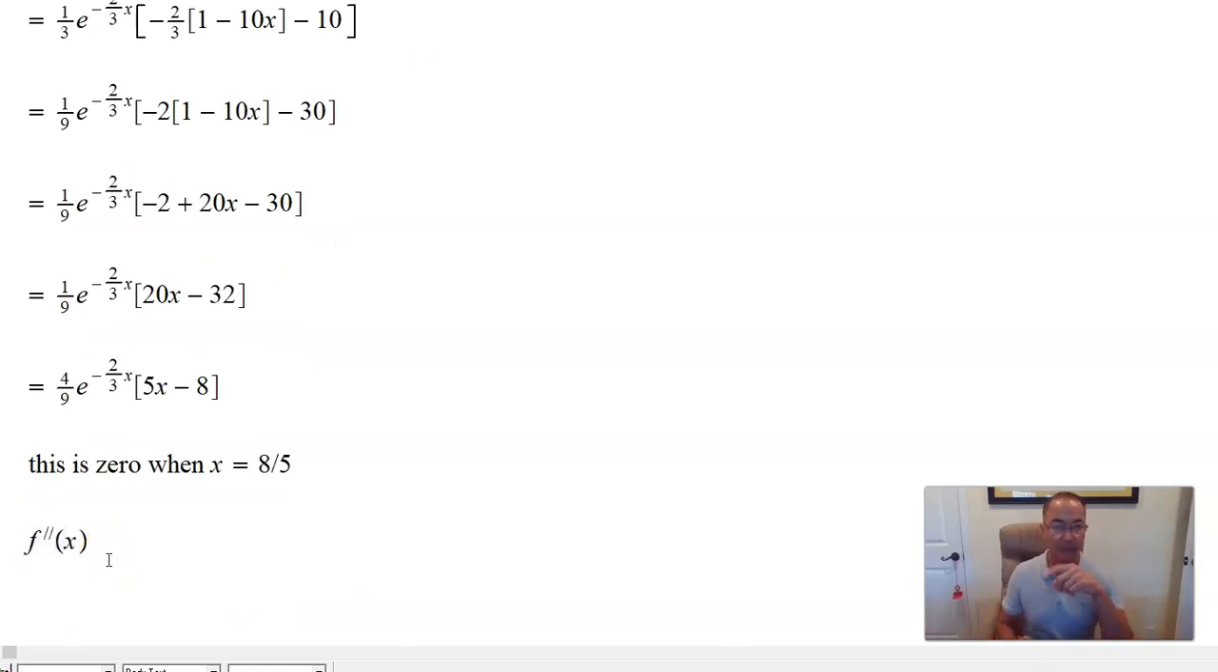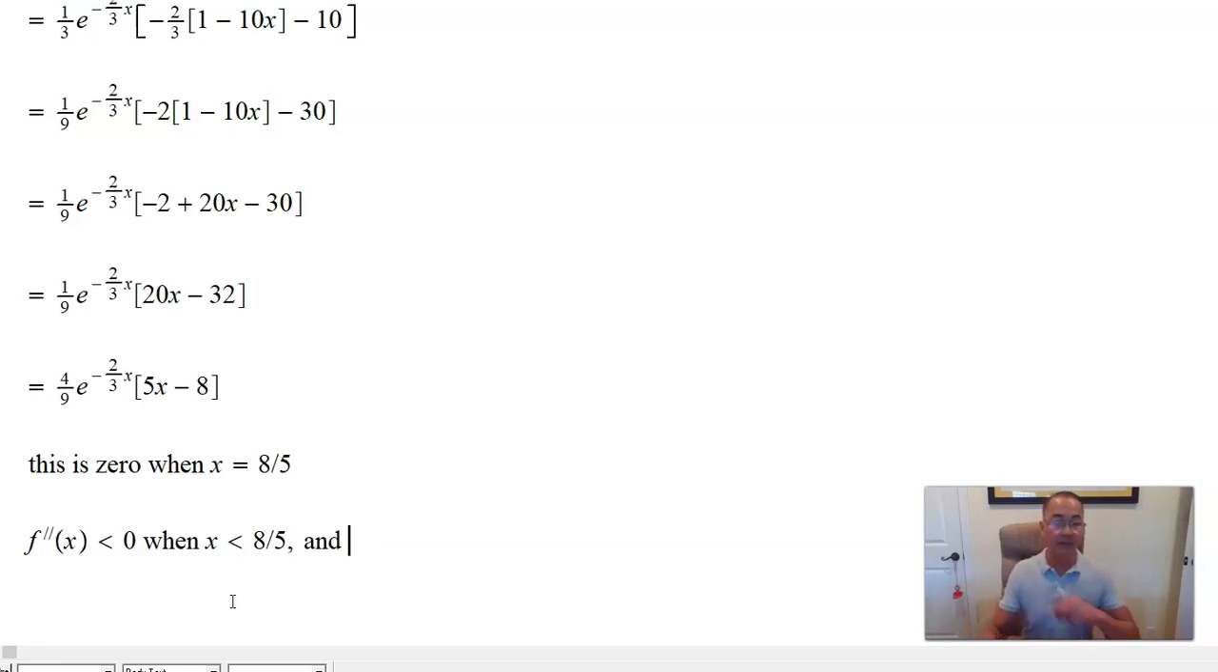What happens when you plug in a number less than 8 over 5? Okay, so 0 is less than 8 over 5. When you plug in 0, you get negative 8. Negative times positive, you get negative. So it's going to be negative when x is less than 8 over 5.